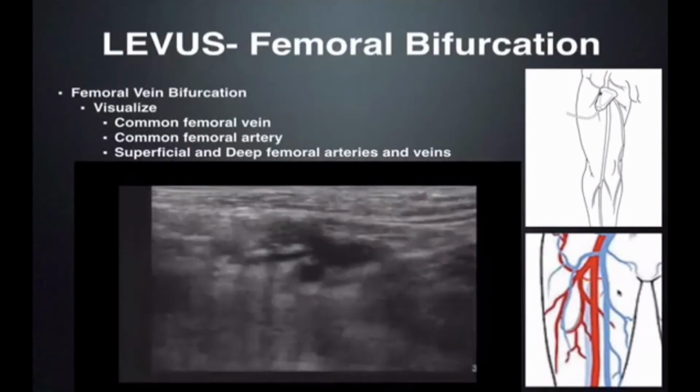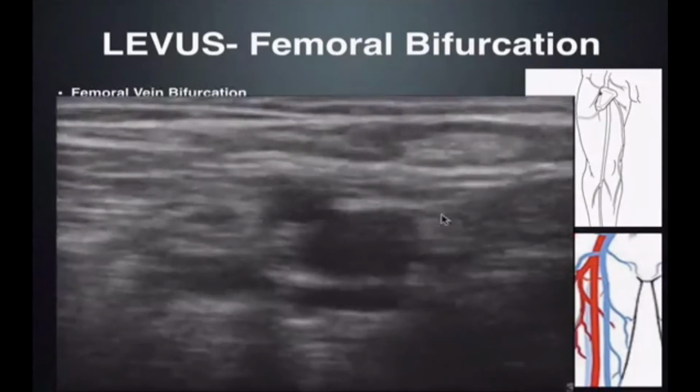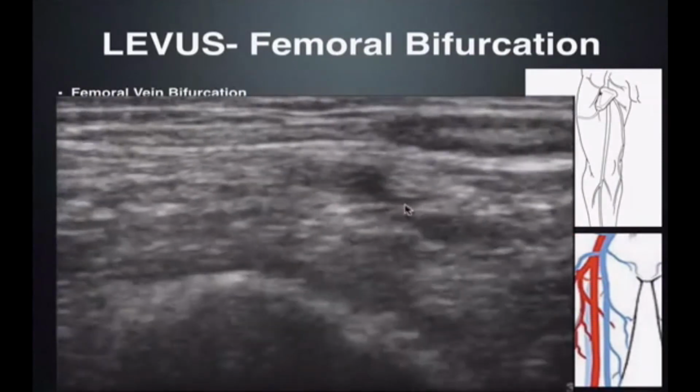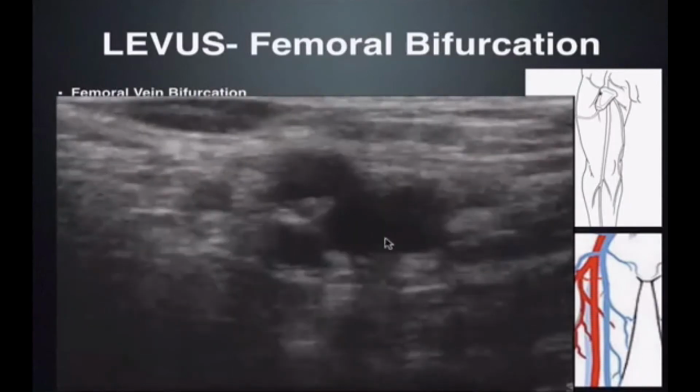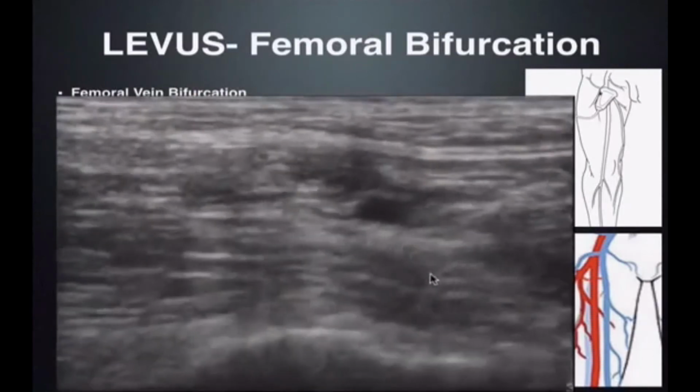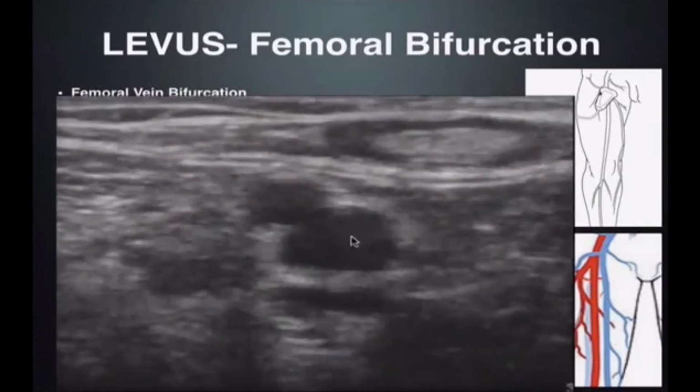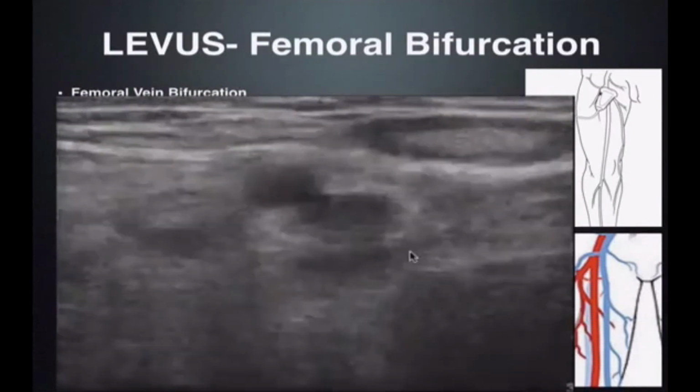Okay, so next we're going to come down to where the common femoral vein bifurcates into the superficial and deep. And as you can see here, you have your common femoral vein. And as he slides down the leg, it's going to break up into the superficial and the deep. Right there. So there's your superficial vein, and there's your deep vein.